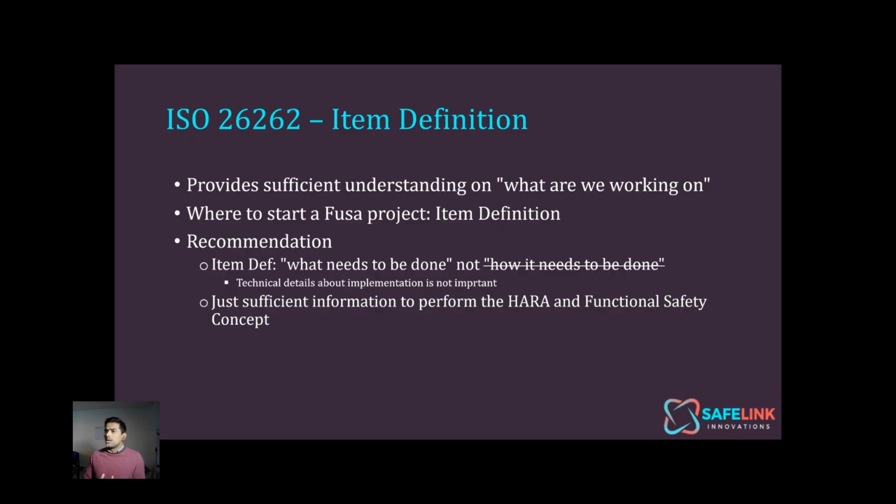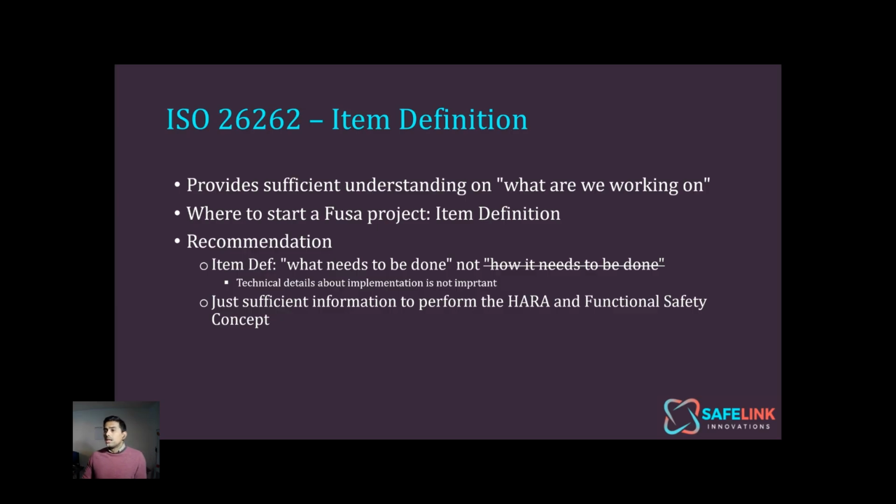A couple of recommendations that I would make on the item definition. Keep the item definition at a high level, which means talk about what needs to be done and not so much about how it needs to be done. What I mean by that is avoid putting too many technical solutions inside the item definition. Just describe that it's accelerating the vehicle. It is not necessary to say how vehicle acceleration is happening. It's not important to say what kind of communication is happening within the vehicle, or how many control units there are. What is more important is the what.